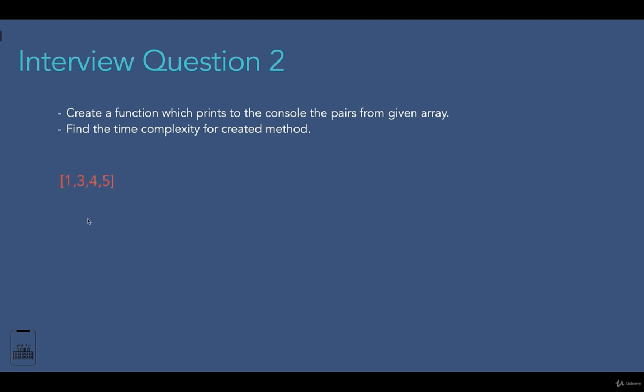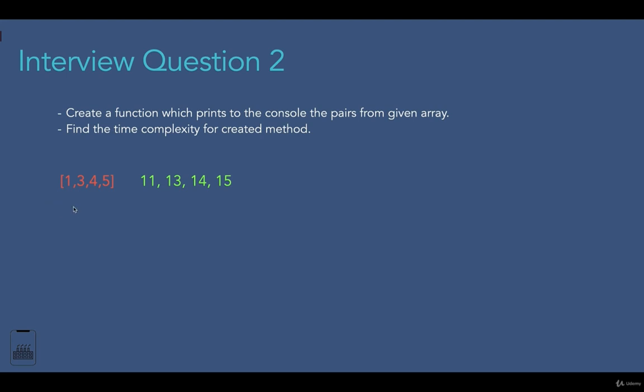Now let's say we have an array like this. So in this array we have 4 elements. To print out the pairs from this array, first we are taking the first element and printing it with itself, then with the second element, then with the third element, then with the fourth element.